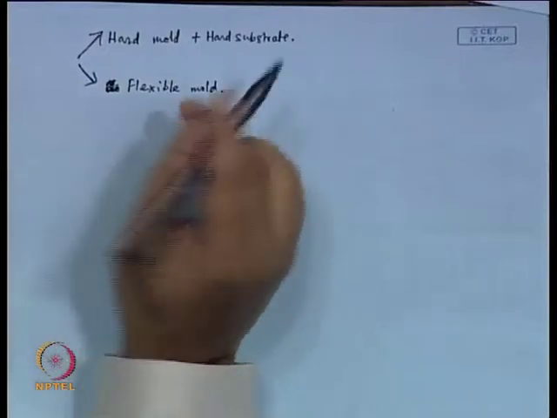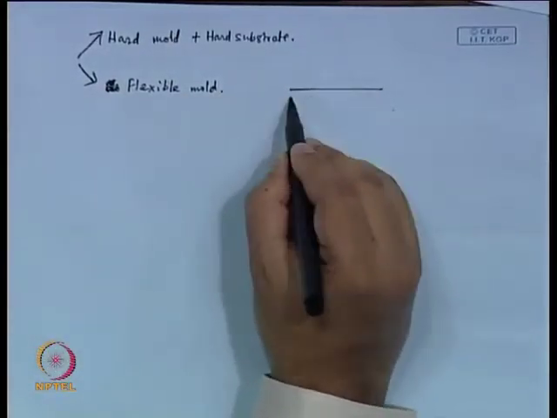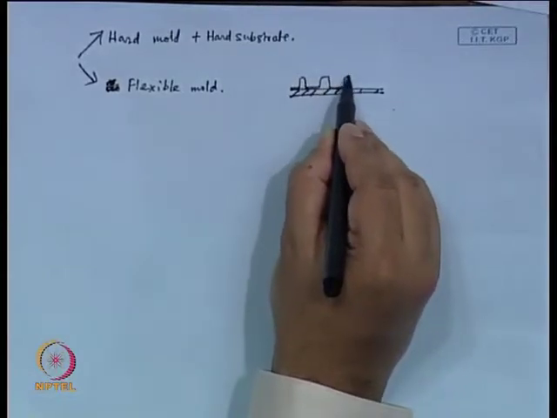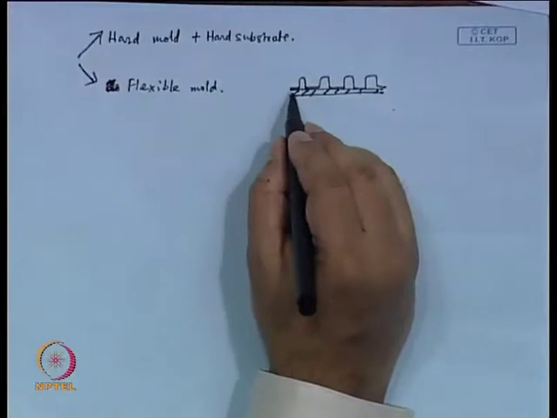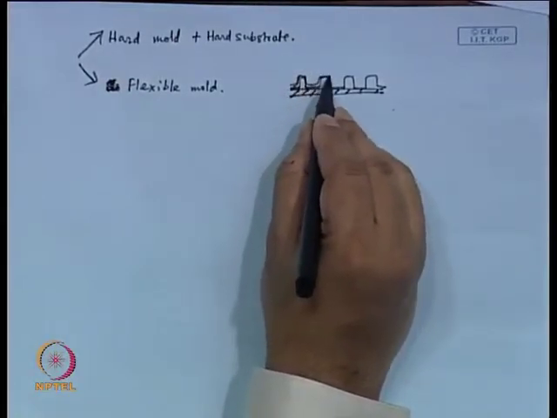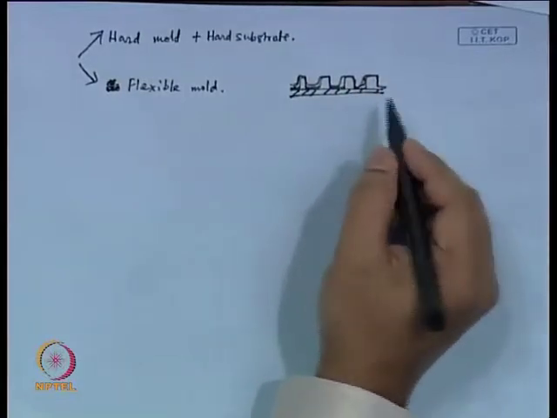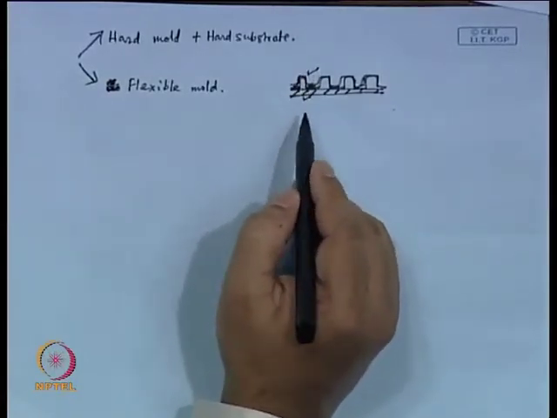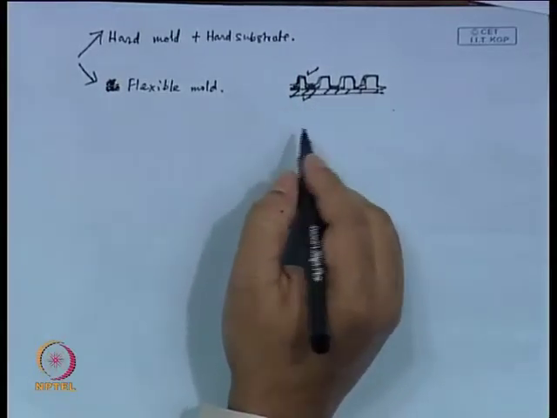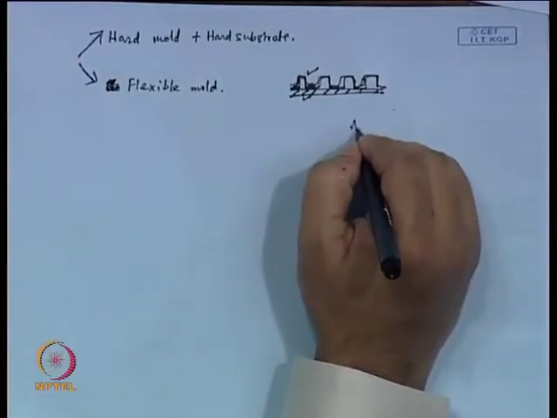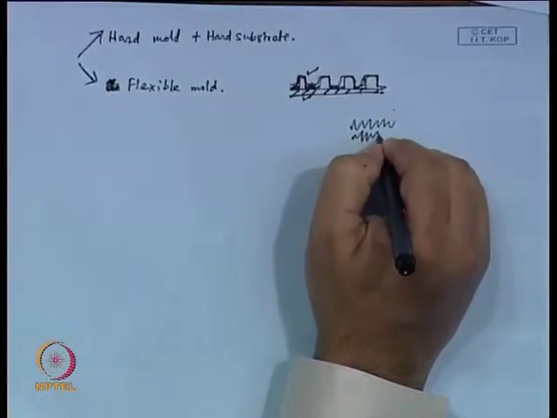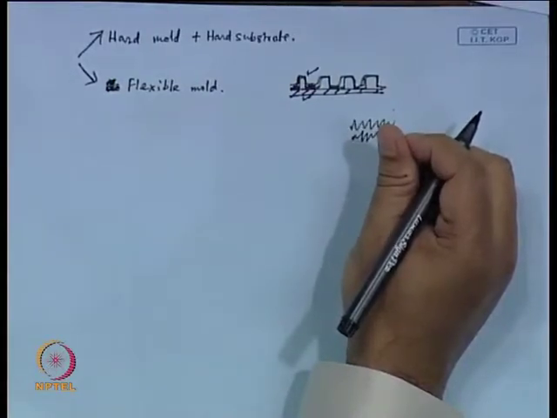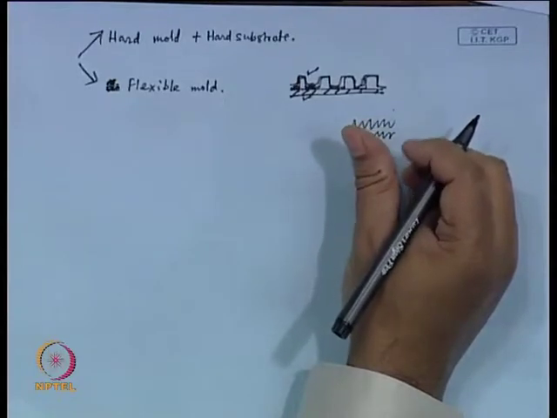From a fundamental standpoint, you are talking about a substrate. This is a substrate, and then you have this mold. They are coming in contact with each other, right? This material is made of PDMS. Now, you have to make sure that the contact between this mold and this substrate has to be good. Everything has a roughness, right? The upper one has a roughness, the bottom one has a roughness. So when you are bringing them in contact with each other, you have to make sure that they are contacting with each other.